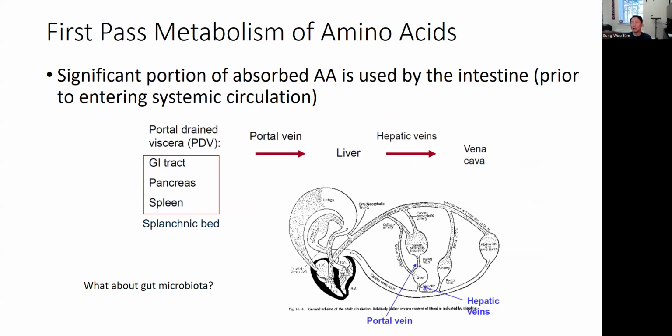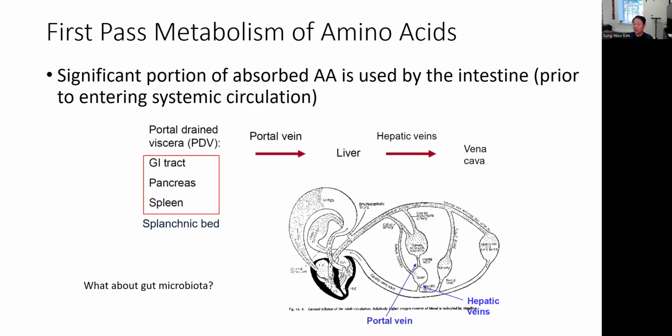So we talked about what happens to those amino acids and small peptides once they are digested, I mean, obtained from the protein digestion. They will be efficiently absorbed through the epithelial cells of the small intestine. That's what we learned. However, here is one interesting thing: not all the amino acids that were absorbed by the enterocyte will go to the systemic circulation.